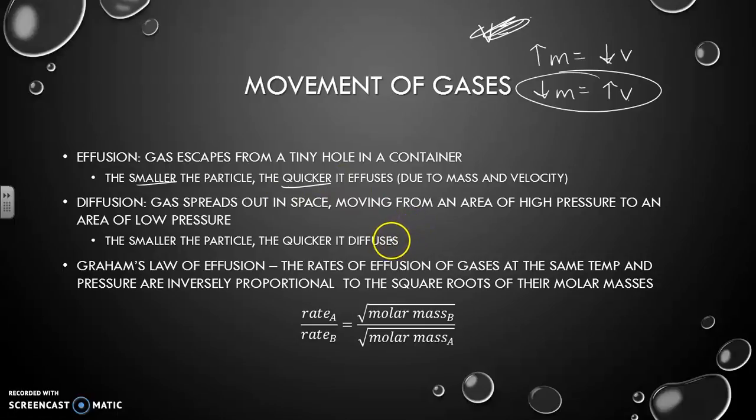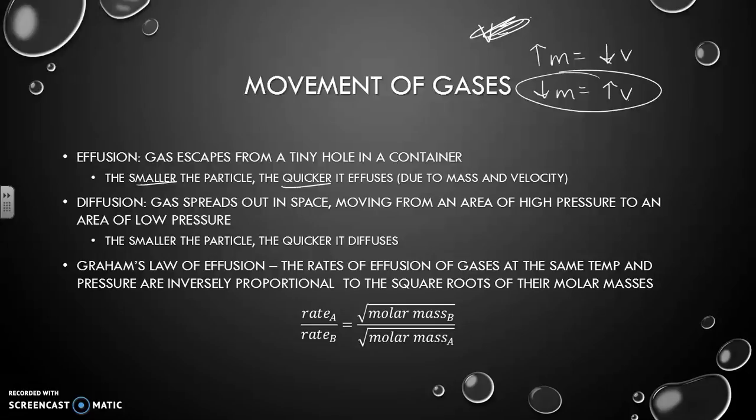Diffusion, on the other hand, is talking about how a gas will spread out in a space, moving from an area of high pressure to an area of low pressure. This explains why during the holiday season, or anytime somebody's been cooking, you can walk into their house and smell what they've been cooking without standing in the kitchen right next to the food. That's because these gas molecules spread out from an area of high pressure to an area of low pressure, and the smaller the particle, the quicker it's going to diffuse.